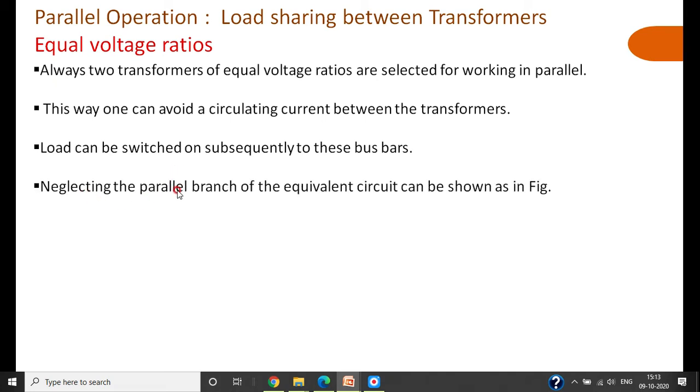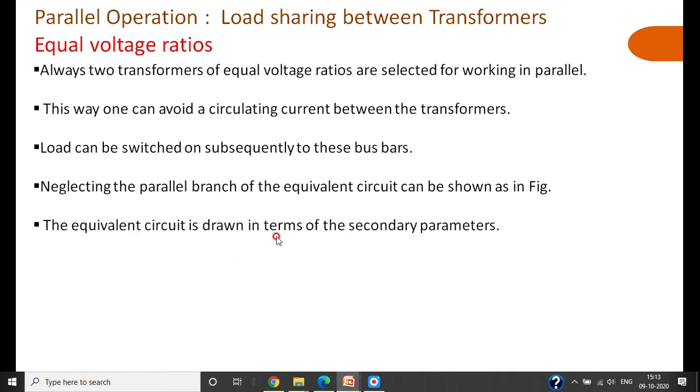Neglecting the parallel branch, the equivalent circuit can be shown as in the figure. I am connecting the two transformers in parallel, and each transformer is represented by its equivalent circuit diagram. However, we neglect here the parallel branch components R0 and X0. The equivalent circuit is drawn in terms of secondary parameters because the load is connected across the secondary of the transformer. The equivalent circuit is shown as referred to the secondary side.